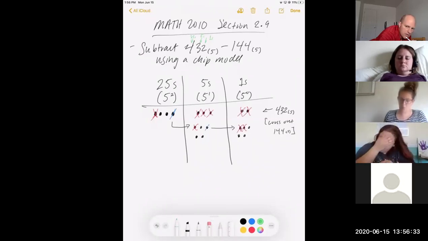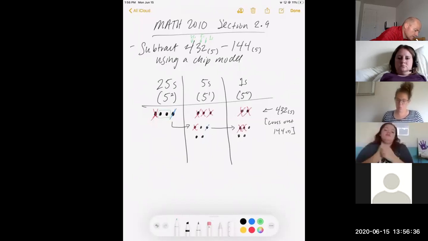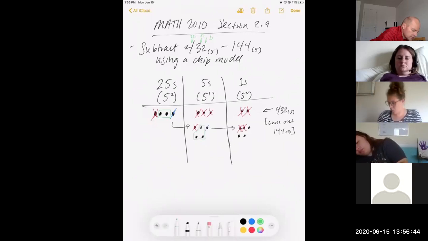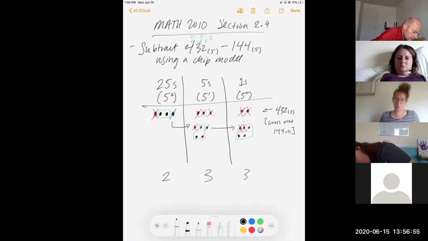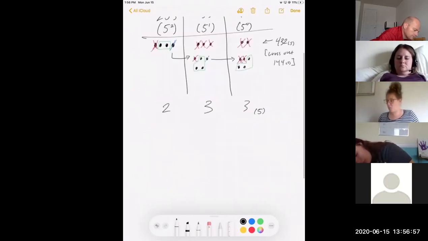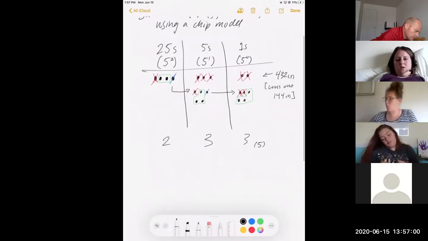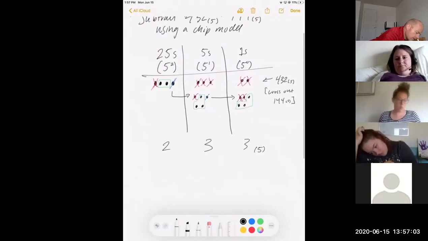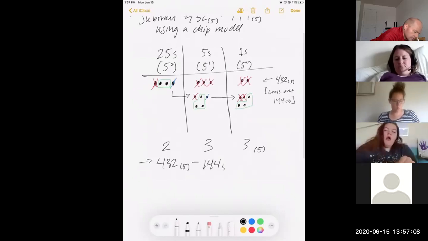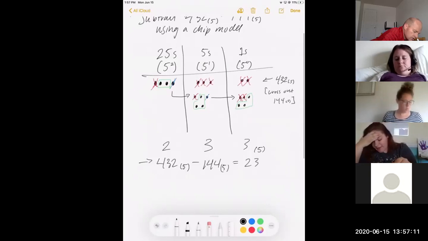All right, so what do I have left from all of my breaking down and crossing out? You can also use the takeaway model. You want to draw arrows out. There's two of the 25s. Three of the fives. And three of the ones. So my number is 2, 3, 3, base 5. So in summary, 432 base 5 subtract 144 base 5 is equal to 233 base 5.